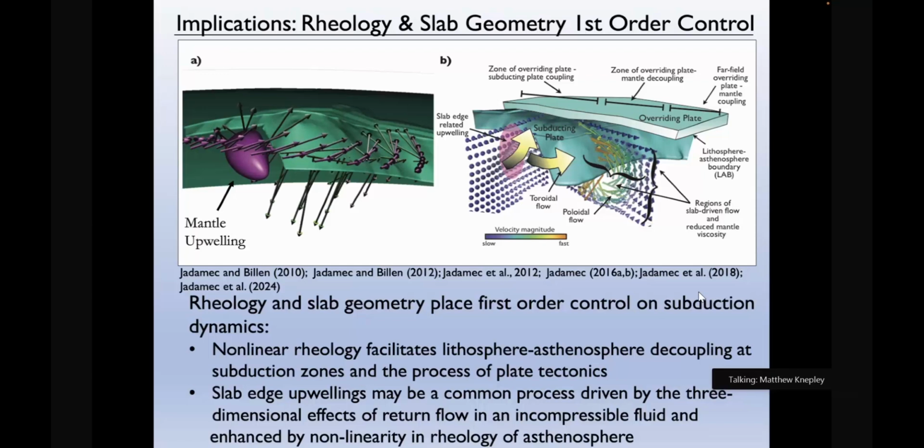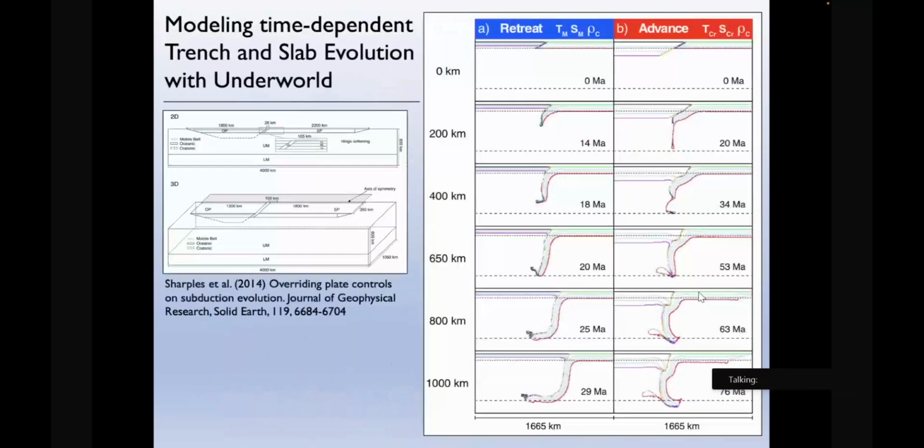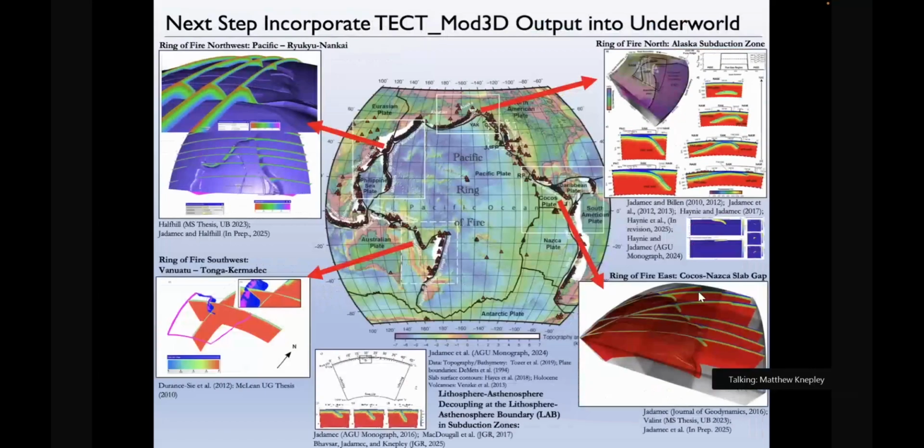And none of that, understanding these first-order processes about how plate tectonics works, we couldn't do without coupling the solvers with the HPC. I didn't really talk about effects of the upper plate, but in our models, our trench was fixed through time. You can look at it evolve, and here's some other work with Underworld. I don't think I have time to talk about it, but Underworld is based on PETSc. Matt's done work on this code. It's Louis Moresi's code.